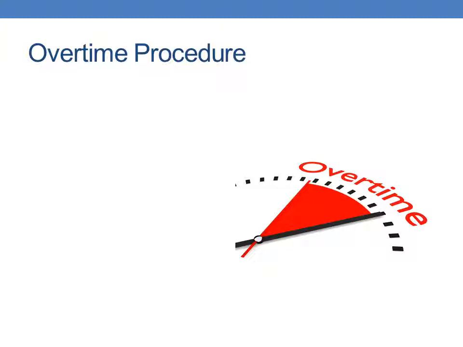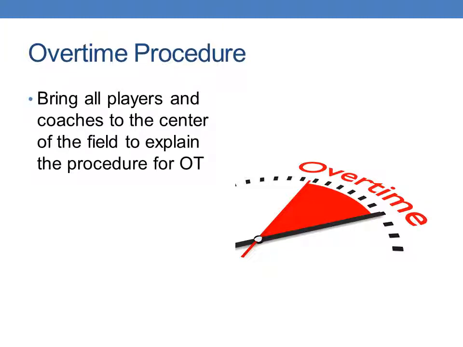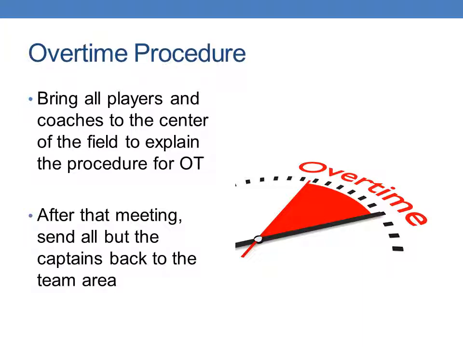Anytime you end the fourth period with a tie score, this will be our procedure for the overtime periods. The first thing you're going to do is make sure you bring every player and coach involved in the game to the center of the field to explain in brief the procedure for overtime. Let them know how the overtime period works, answer any questions they may have, and then once that's done, you'll send everybody back to their sidelines except the captains. You'll need to keep the captains out there because we're going to have a coin toss before we get started in the overtime period.